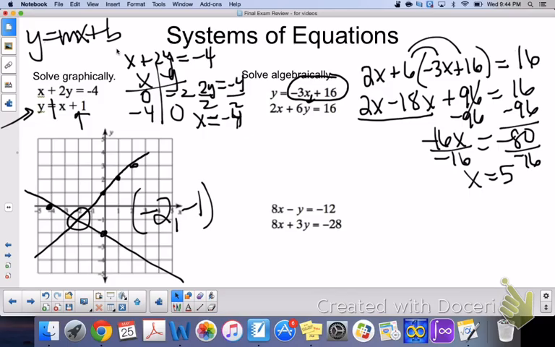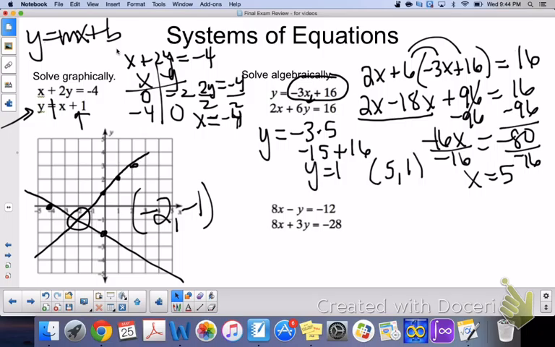Once you have x, you need to substitute that in. So y equals negative 3 times x, so negative 3 times 5 is negative 15, plus 16 gives me y equals 1. So I have the point 5, 1. Plug it into the second equation. 2 times 5 is 10. 6 times 1 is 6. 10 plus 6 is 16, so that checks.